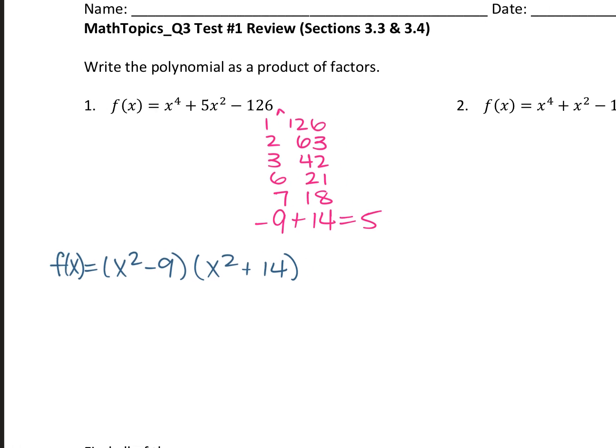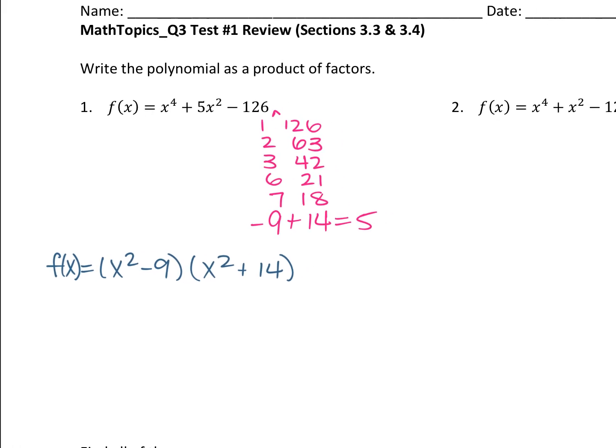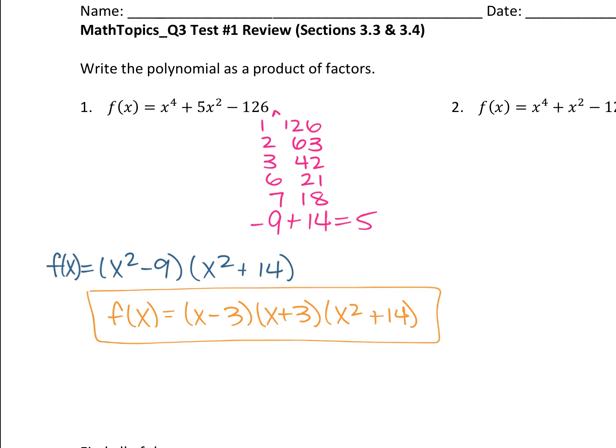From here, that x squared minus 9 is a difference of squares, so you need to factor that out fully. You have f of x is equal to x minus 3 times x plus 3 for that x squared minus 9. The x squared plus 14 is not a difference of squares, and you cannot factor that out fully, so you're going to leave it as the x squared plus 14.